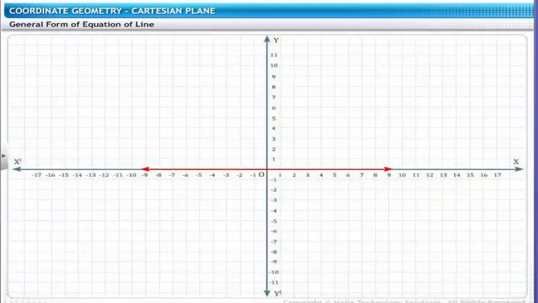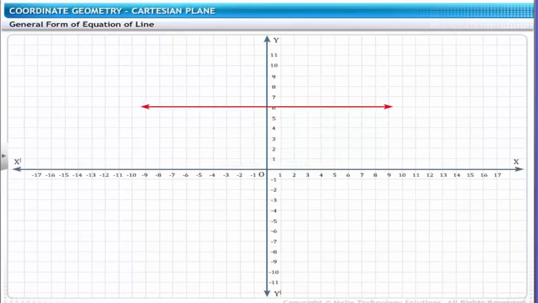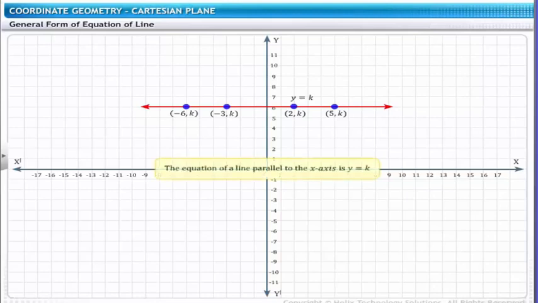Additionally, if you notice, the line joining the position of players standing at the same distance actually runs parallel to the X-axis. For this line, the distance of the players from the X-axis is constant, that is, Y equals k. This means that the coordinates of the players will be (-6, k), (-3, k), (2, k), and (5, k). Therefore, the equation of a line parallel to the X-axis is Y equals k.